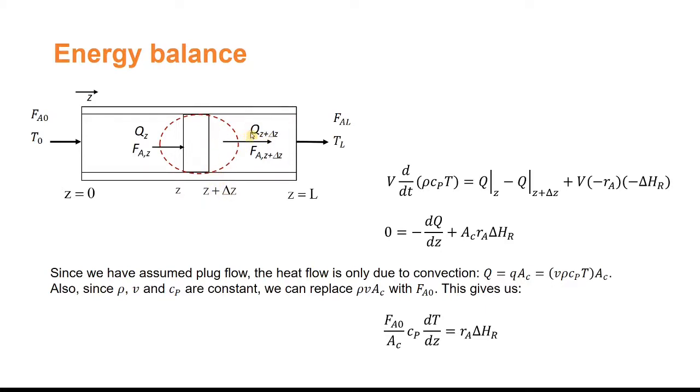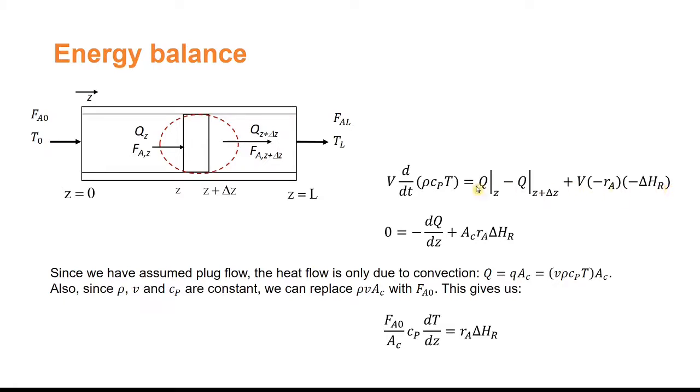And so we write our balance equation as before. Our first term is accumulation, and that is equal to the flow in minus flow out plus the generation of energy.